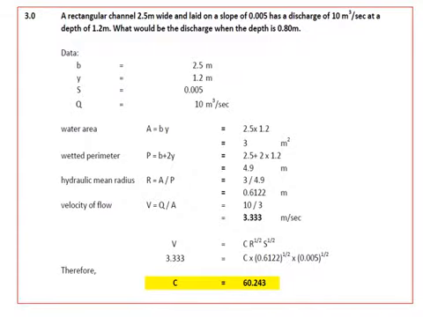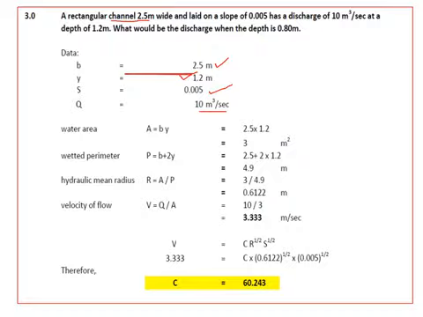So, one more problem to calculate. Again for a rectangular channel of width 2.5 meters, laid on a slope of 0.005, has a discharge of 10 meter cube per second, with the depth of flow given as 1.2. So what would be the discharge when the depth changes? As the depth changes, the discharge also changes. That's the reason we should go ahead with the first set of calculations.